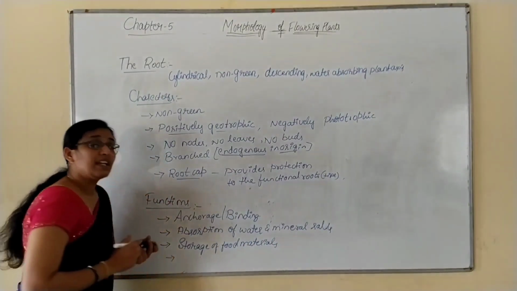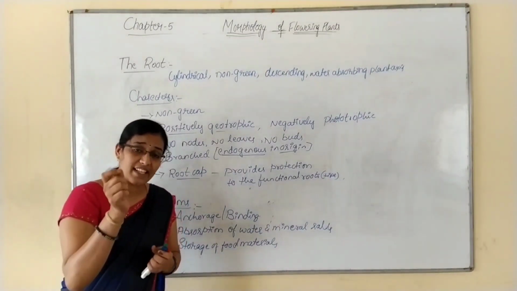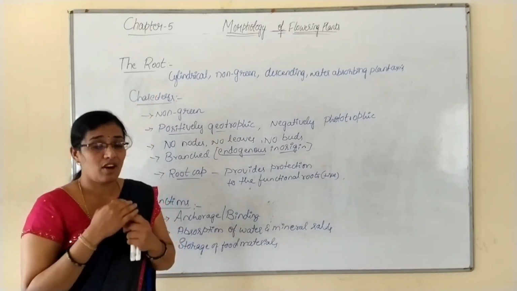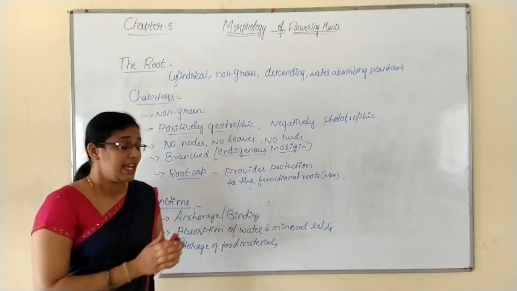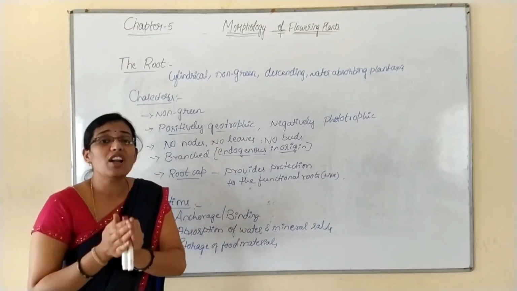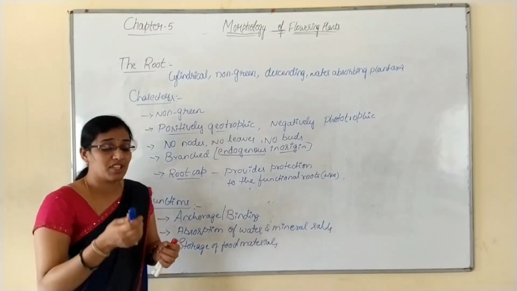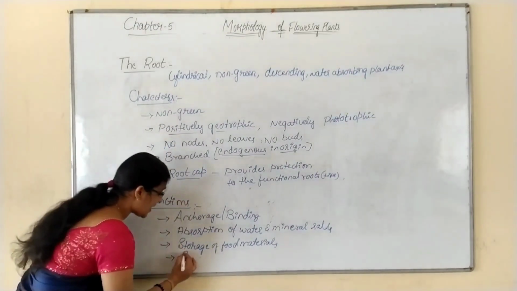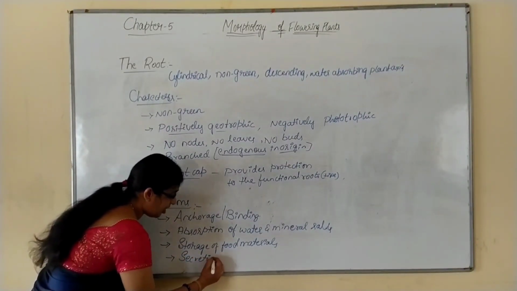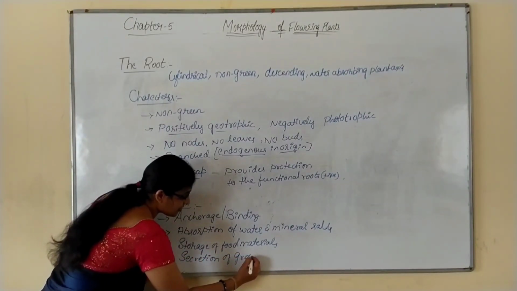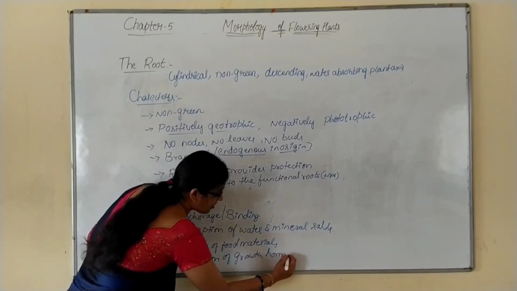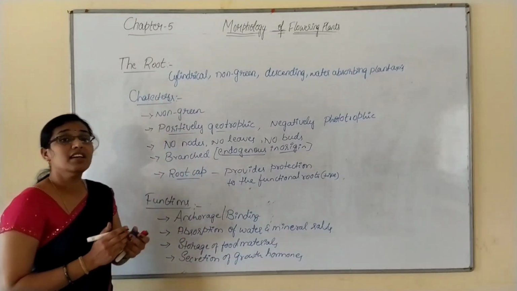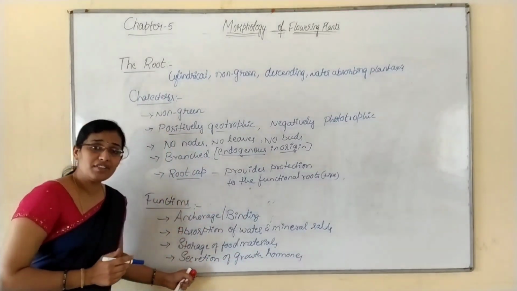And also, there are growth hormones present inside the plant which help the plant to grow in height. Not only human beings or animals, even plants require hormones to grow, and some of the growth hormones are secreted from the roots. So they are involved in the secretion of growth hormones. Some of the growth hormones are secreted in the roots. So these are the functions of root.